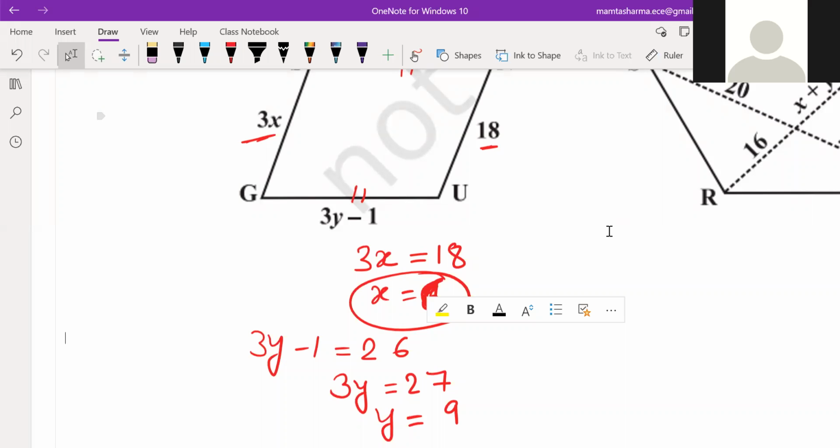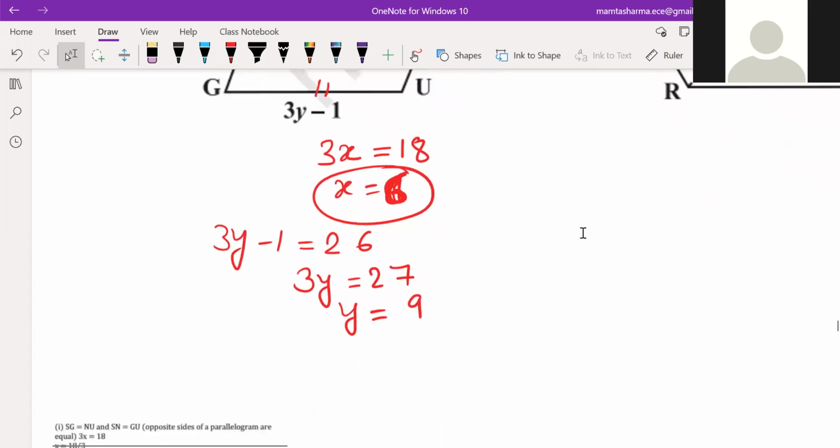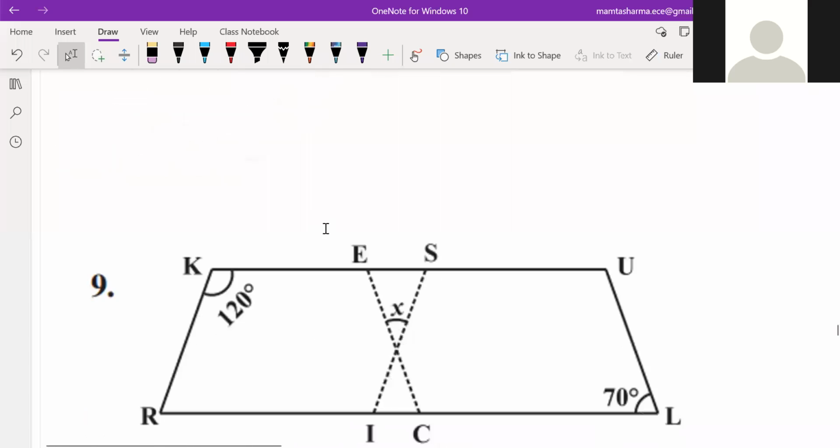Everyone, please, please solve it. Only Ananya, Abhinav, and three or four people are doing it.